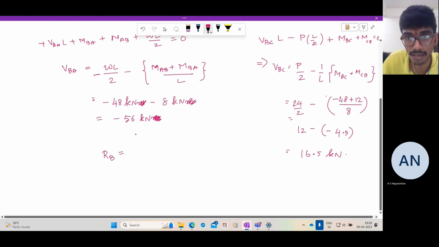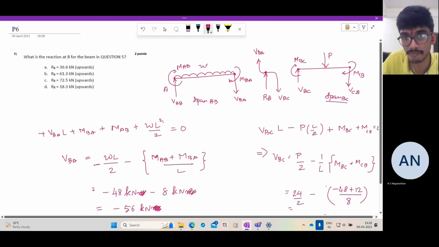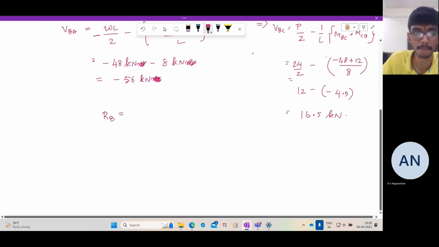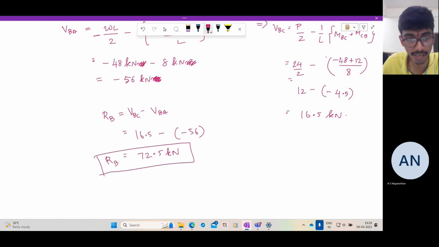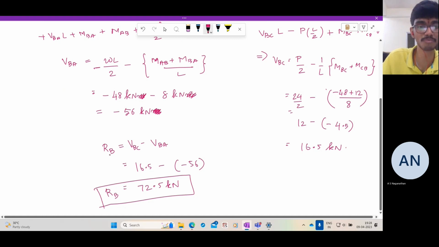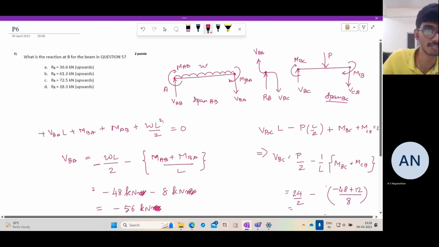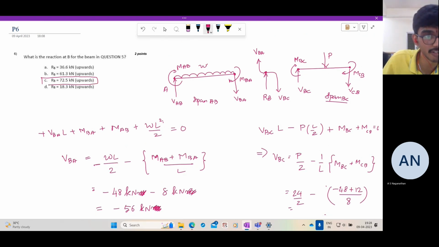Now, if you take the free body diagram of the joint B, we get RB is equal to, so the net upward force is equal to the net downward force. Net downward force is VBC minus VBA. VBC 16.5 minus minus 56, which is 72.5 kilonewtons. So the reaction at the support B is 72.5 kilonewtons. Since it is positive, the assumed direction is correct, so it is upwards. So the correct answer is option C, 72.5 kilonewtons upwards.